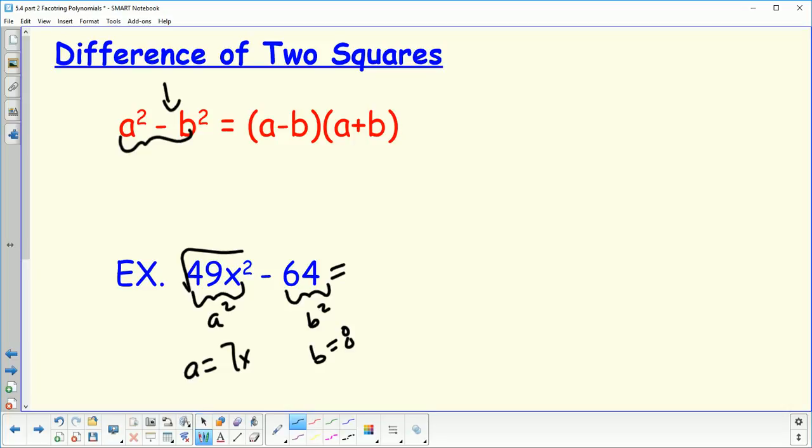But since a and b exist as such, we're just going to write them as 7x minus 8, so that's the a minus b piece, and then 7x plus 8, that is the a plus b piece. And in reality, it doesn't matter if we switch these. We could have had 7x plus 8 and 7x minus 8. Either way, you're going to get the same answer. Okay, so that's difference of squares.